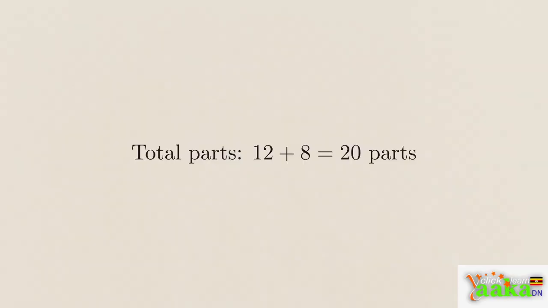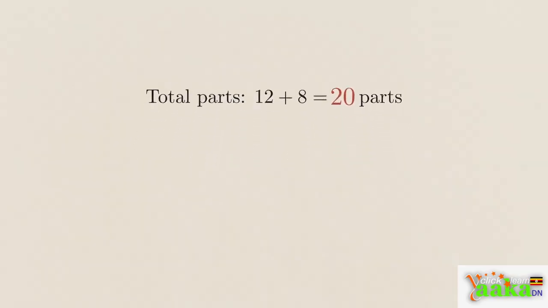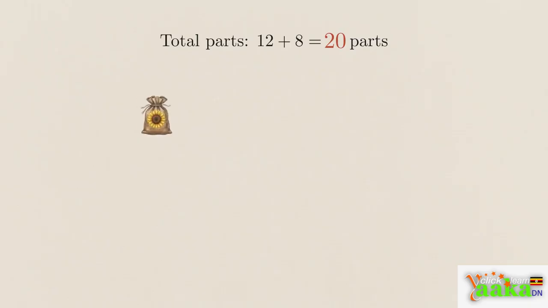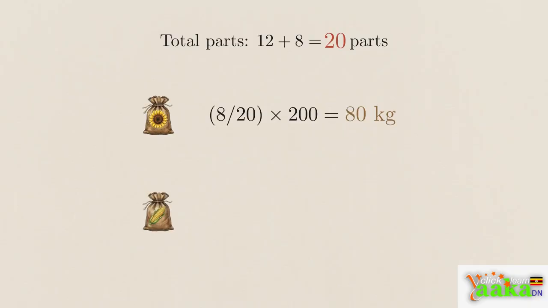Welcome back. The first step is adding the 2 parts together to find our denominator. 12 plus 8 gives us a total of 20 parts. Let's find the weight for the sunflower seed cake. We take its 8 parts, divide by the 20 total parts, and multiply by our 200 kilogram target. That yields exactly 80 kilograms.